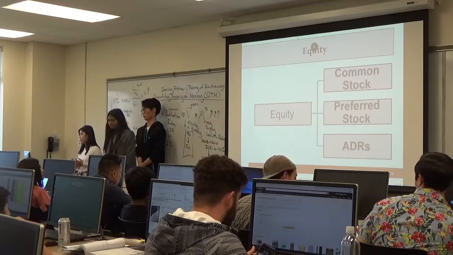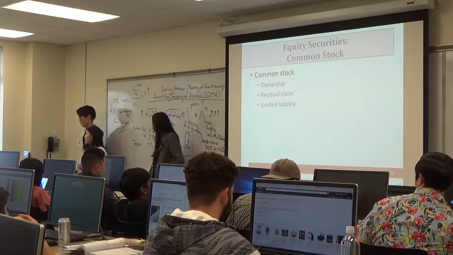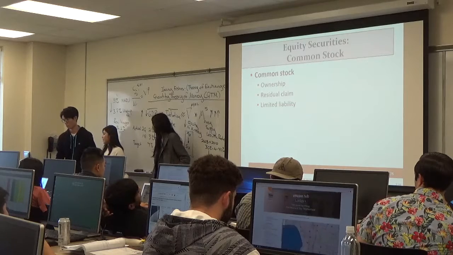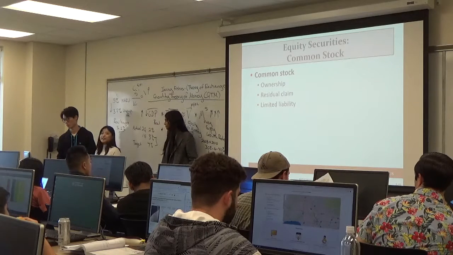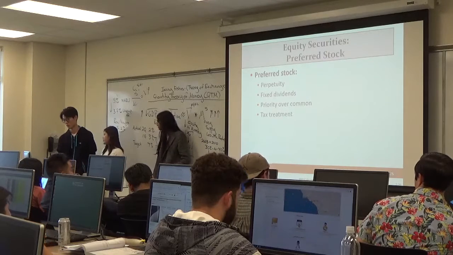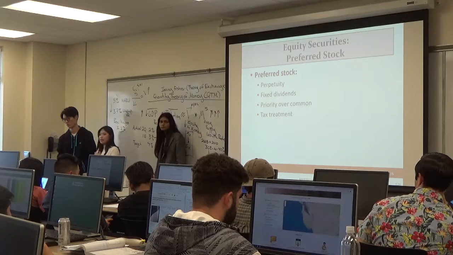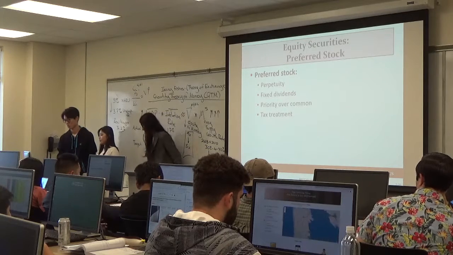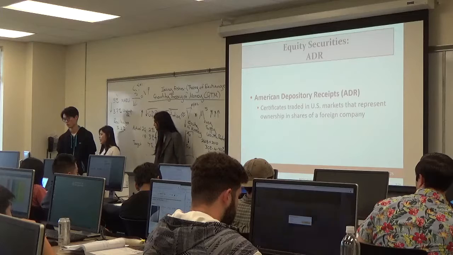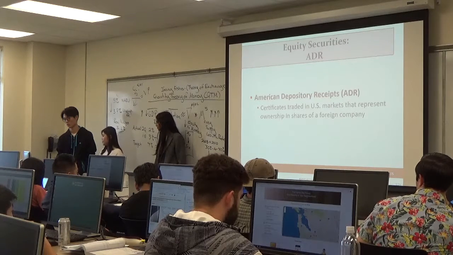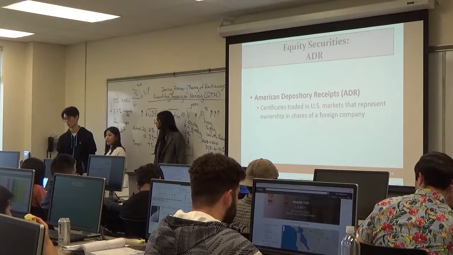For equity, we have common stock, preferred stock, and ADRs. Common stock represents the ownership of the shareholders in the corporation, and the shareholders have a claim on the assets. For preferred stock, the dividend is like the interest for bonds. However, the tax is usually lower than on normal income. The ADR stands for American Depositary Receipt. It's basically a certificate traded in the U.S. market that represents ownership in shares of a foreign company.